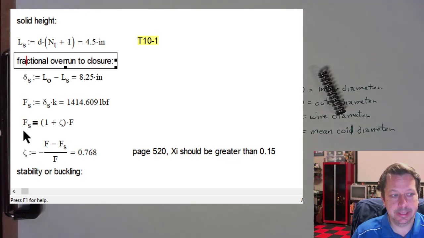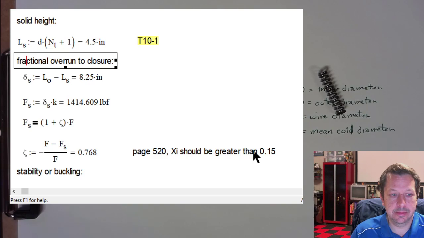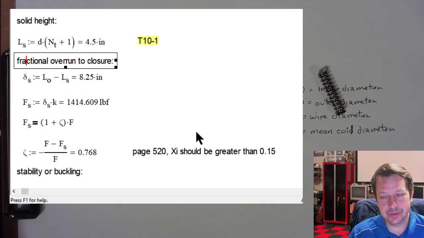Xi should be greater. The Xi is the fractional overrun to closure. That's the percent number. Ours ends up being 77%. So we got a lot of squish left. It should be greater than 15%, 0.15. If you have a spring that's in operation and it only has 15% overrun, then you're probably operating it too close to being closed, and you don't have a lot of room for, hey, the force suddenly is a larger force than what you designed for. You might end up closing the spring, and that's usually not going to be good.